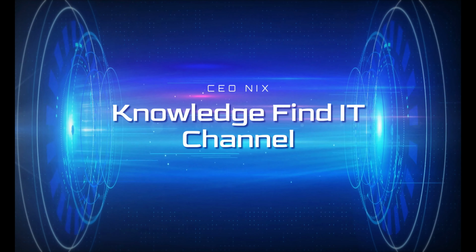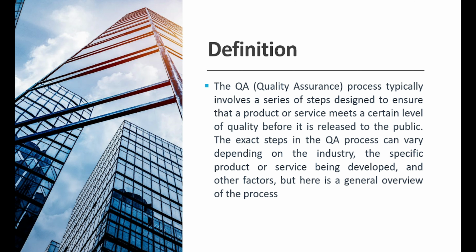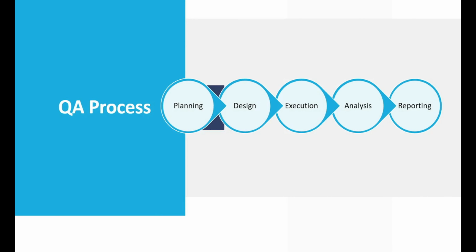In industries, the specific product or service being developed and other factors should be noted, and it should be processed under the QA task. But here, this is the general overview of the process. As a QA, he or she needs to follow these steps. The first step is planning, second design, third execution, fourth analysis, and the final one is the report.